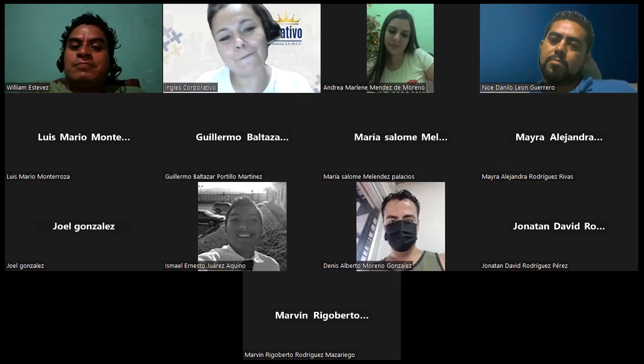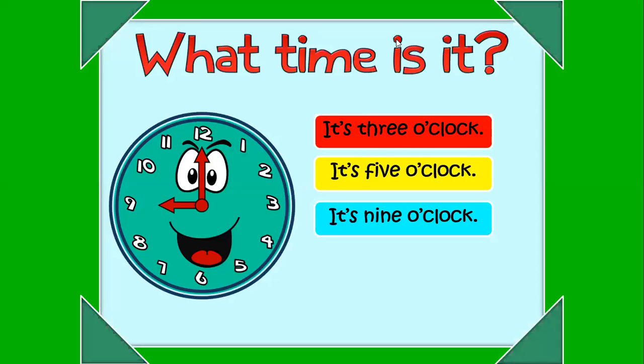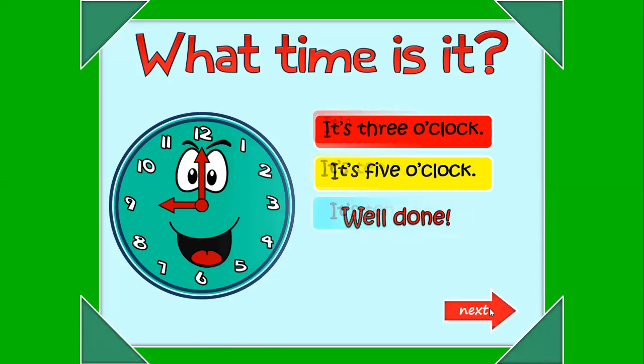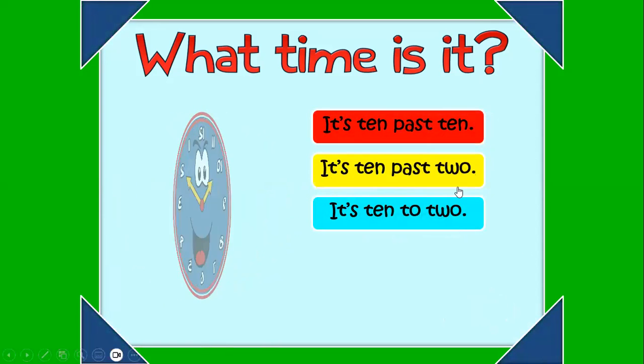Okay, right now I have more practice with the what time is it, okay? And let's go with this, okay? So what time is it here in the clock, everybody? It's 9 o'clock. Exactly, okay. It's 9 o'clock. Excellent, very good. Let's see, what time is it here?